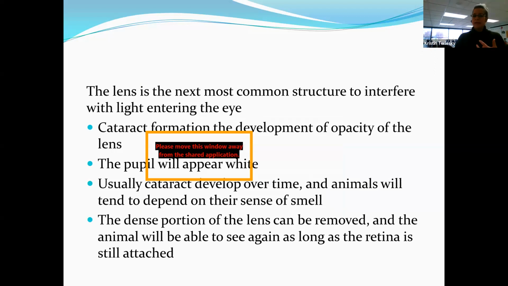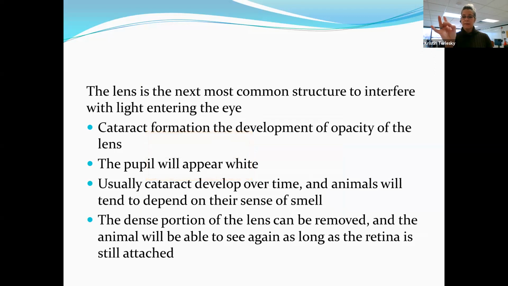All right, the most common structure to interfere with light is going to be your lens, and I'm sure everybody's heard of cataracts. What happens with cataracts is the pupil itself is just going to appear white. So imagine a white marble, or you can kind of picture that lens that's moving back and forth. It actually just hardens and turns white. So every time you're seeing that lens in the iris of the eye, it's going to be absolutely white, totally not see-through.